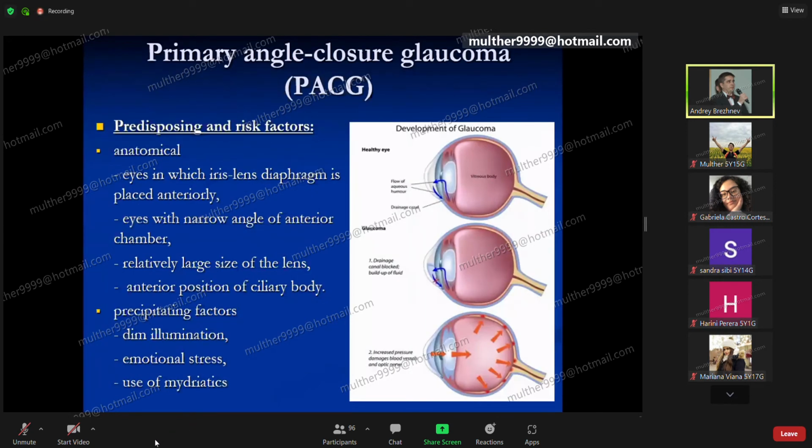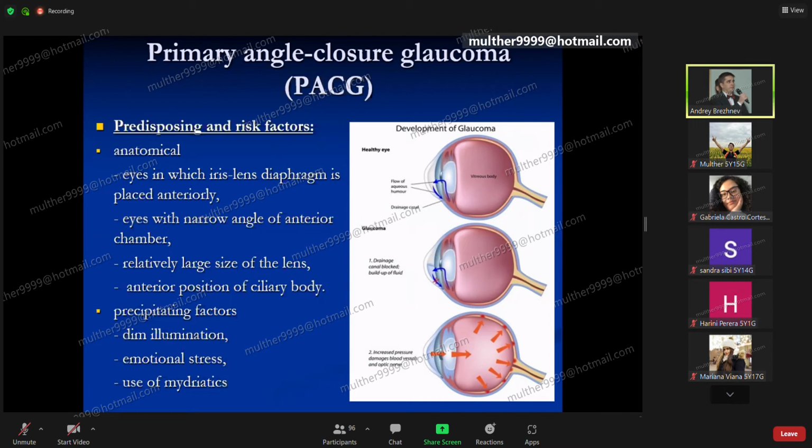Primary angle closure glaucoma is another type of primary glaucoma in which usually a sudden rise in intraocular pressure occurs due to blockage of the aqueous outflow by closure of a narrow angle of the anterior chamber. In another mechanism, the trabecula may be normal, but the angle is closed by the root of the iris. The peripheral iris tissue covers the trabecular meshwork, preventing access of the aqueous humor to the trabecular meshwork.